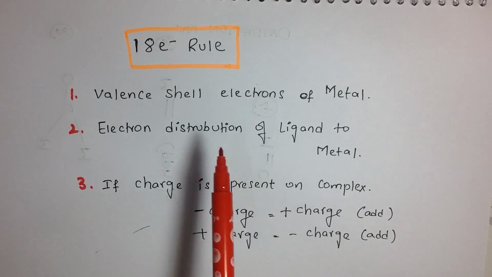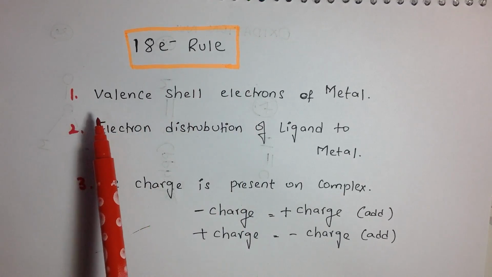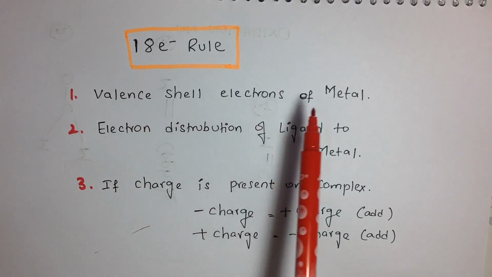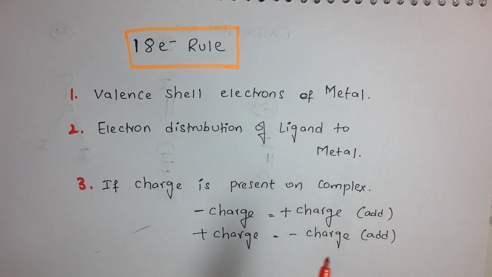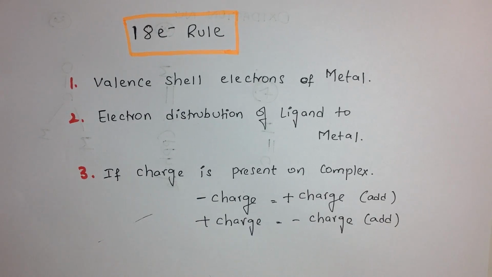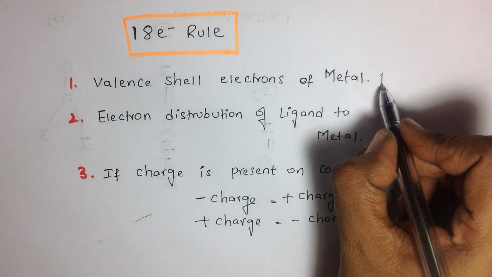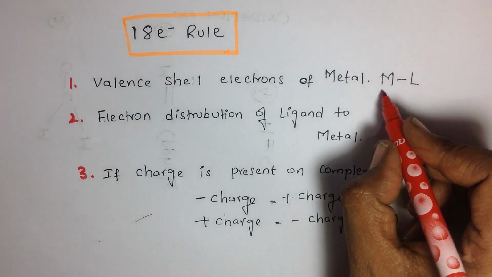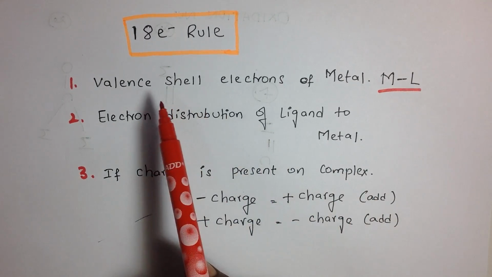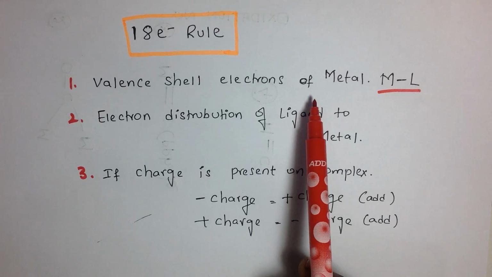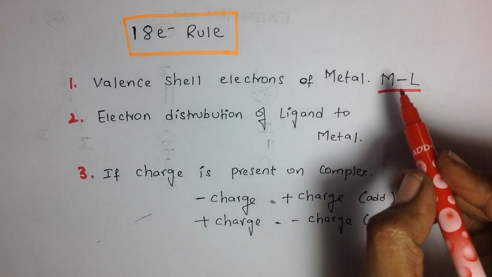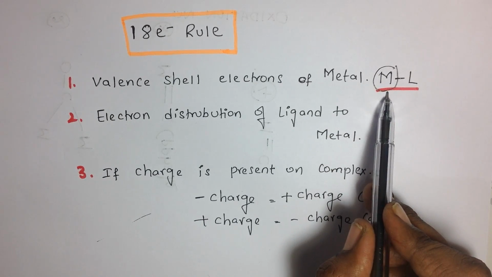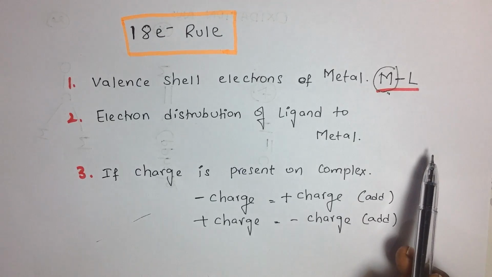In order to follow the 18 electron rule, we should follow three criteria. The first thing is that we should know the valence shell electrons of a metal. In a complex, a metal is bonded with a ligand, and when this bond is formed, you should first know the valence shell electrons present in the metal. That is the first criterion.